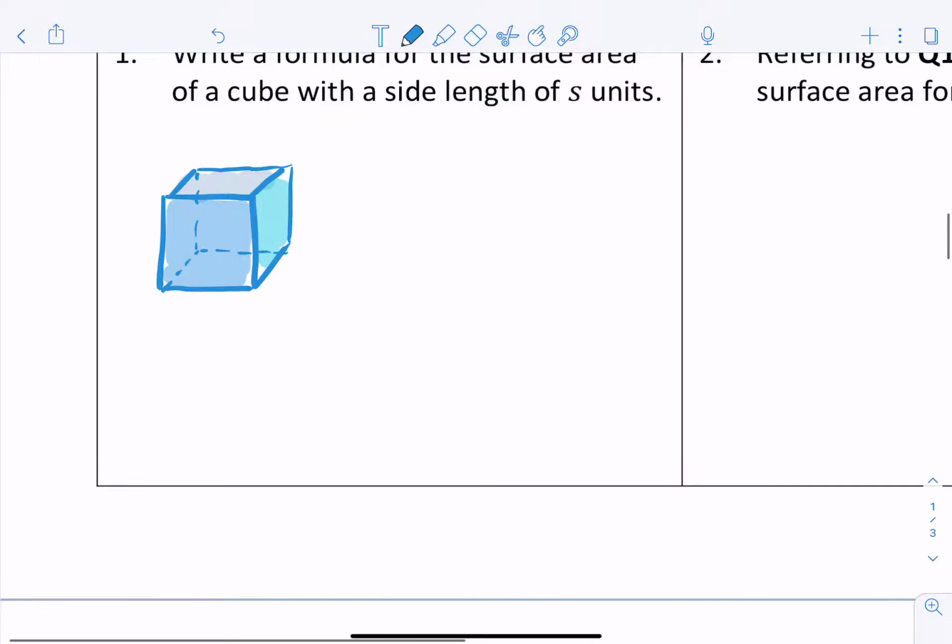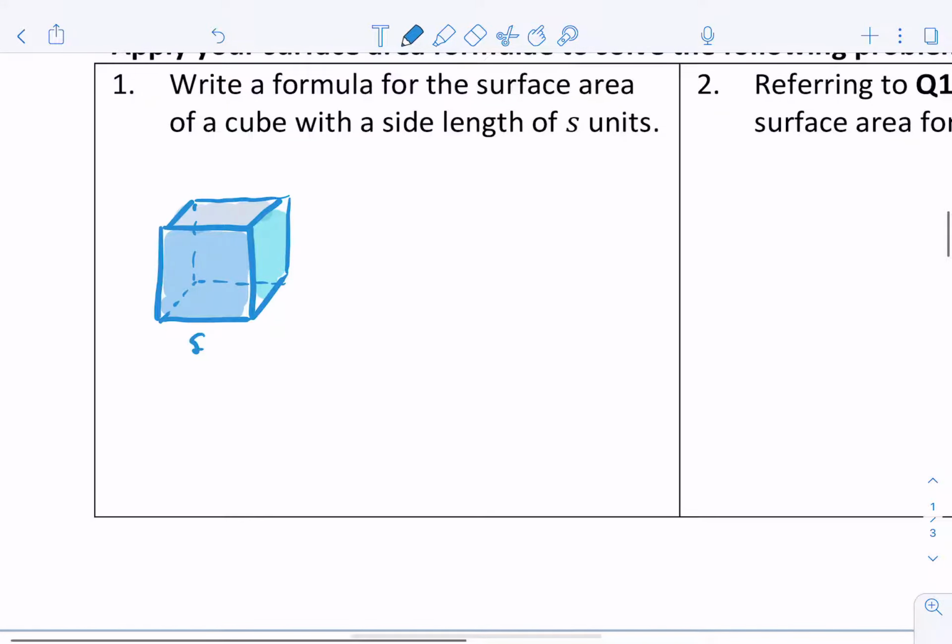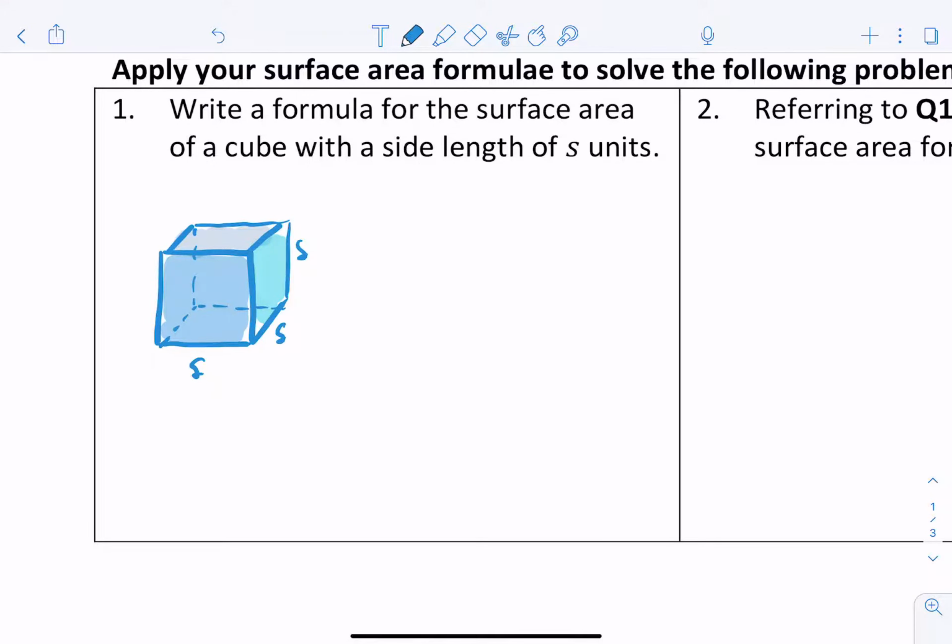Anyway, so the side length is supposed to be what? Little s. And we want to write a formula for the surface area. Well, a cube is an example of a prism. So I'm going to use the formula for the surface area of a prism. It's a capital S. This is going to be totally confusing, a big S and a little s. Anyway, that's supposed to be the perimeter of the base, and then we're going to multiply that times the height.